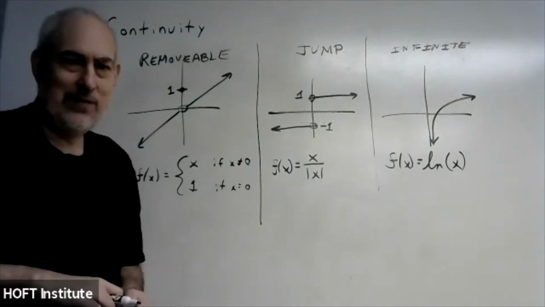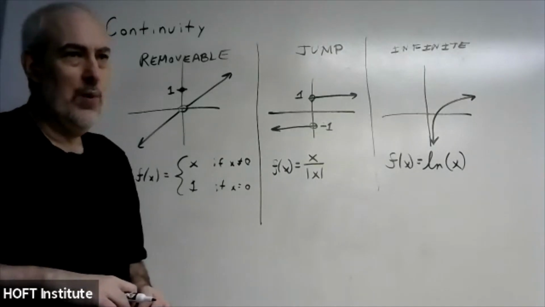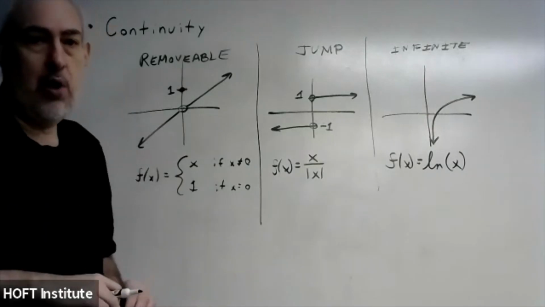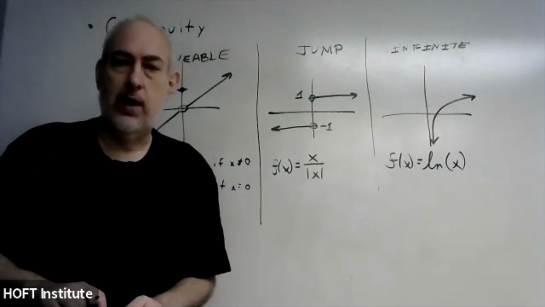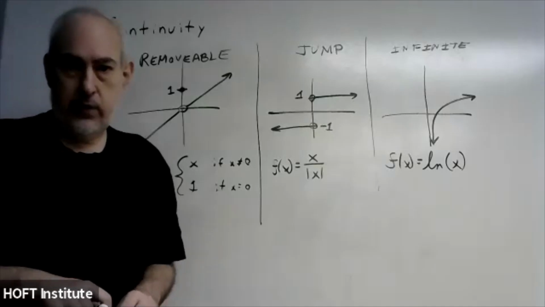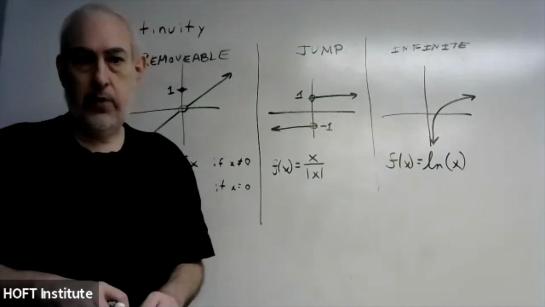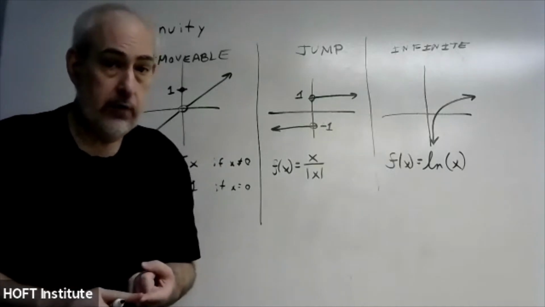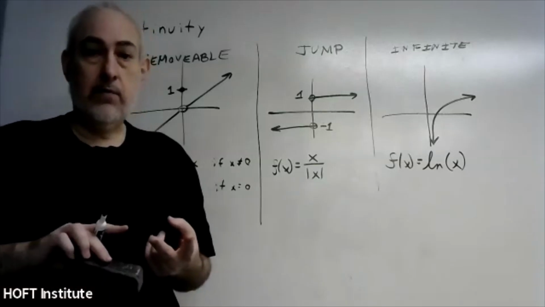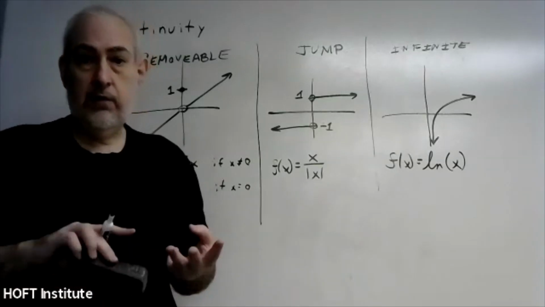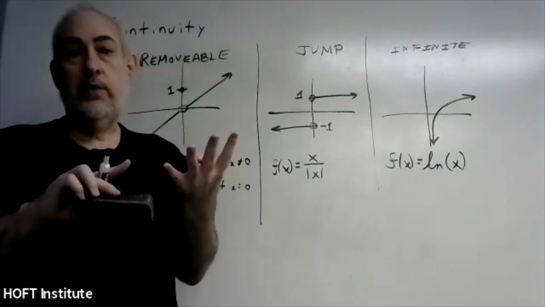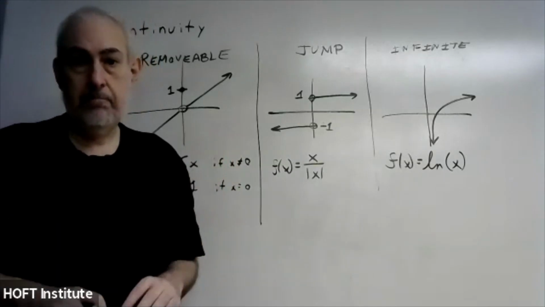And so they wouldn't ask what type of discontinuity, or they could ask it as a broad question. They could give you a function. They could say, what is happening at x equals 2? Is the function continuous at x equals 2? Or is it a removable discontinuity? Is it a jump discontinuity? Or is it an infinite discontinuity?